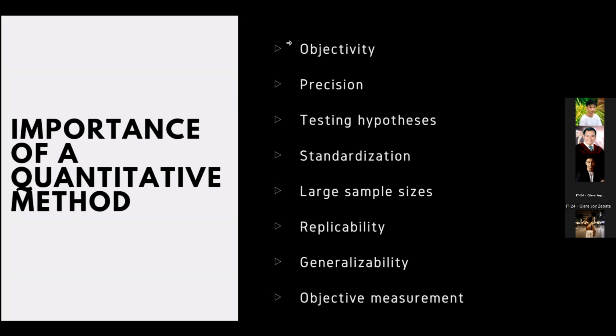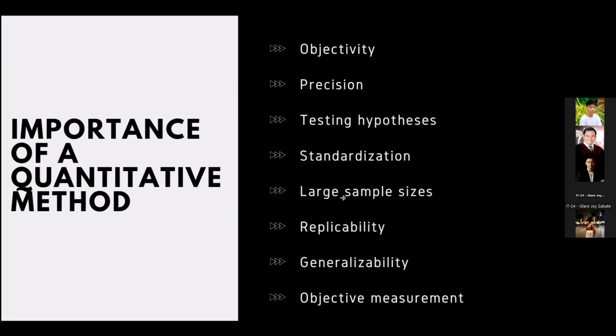Good afternoon, sir. My name is Jericho James of Gonzaga, and my part is all about the importance of quantitative methods. The first importance is objectivity. Quantitative research methods allow researchers to gather data in a way that is free from researcher bias. The data collected is typically numerical, which means it can be easily analyzed and interpreted using statistical tools, reducing the potential for subjective interpretation.